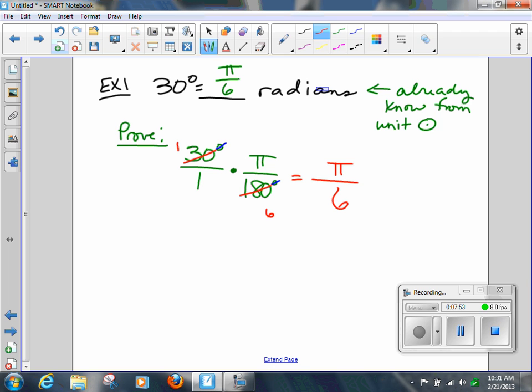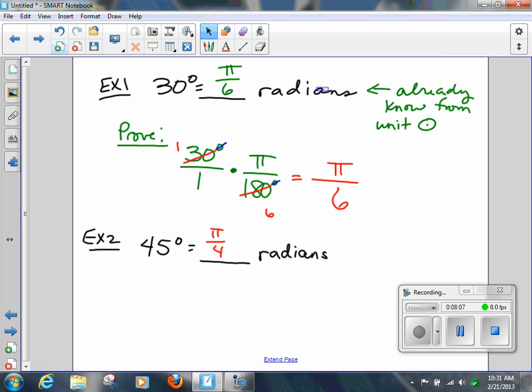You prove this one. Same concept. Prove that 45 degrees is how many radians? What is it? Pi over 4. Prove it. Show me the work.